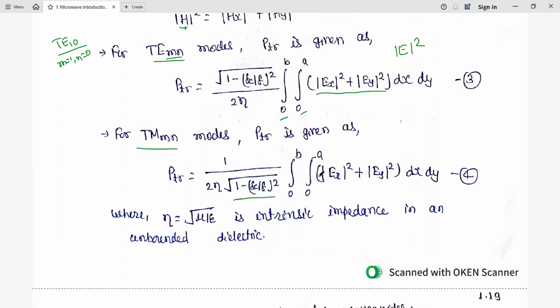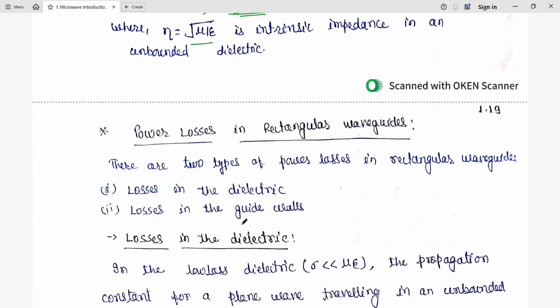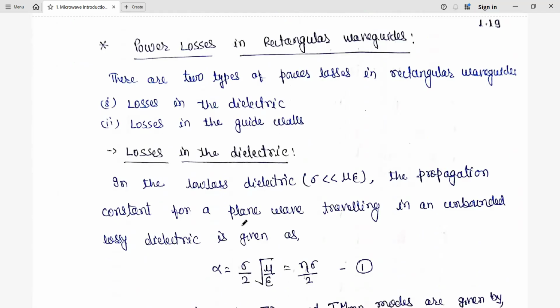And again, this integral runs from 0 to a and 0 to b, and these parts remain the same. Only this portion, this parameter, has changed from the numerator to the denominator. Where this eta is what? That we already know. It is root under mu by epsilon, which is called the intrinsic impedance of the unbounded dielectric. This is the consideration for the unbounded dielectric here. So that is how power is transmitted in the case of a rectangular waveguide.